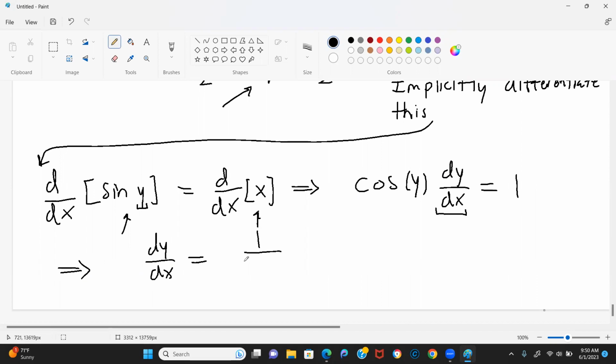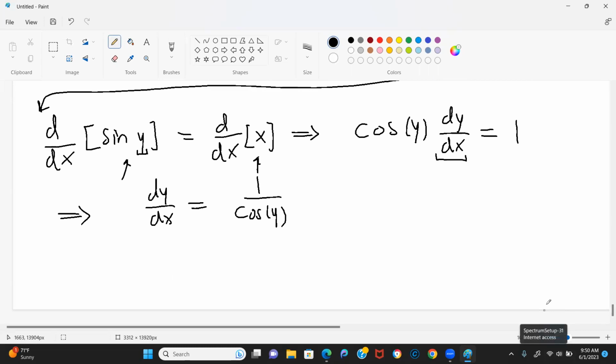That's going to be 1 over cosine y. So at this point, hold on, let me pull this down some more.